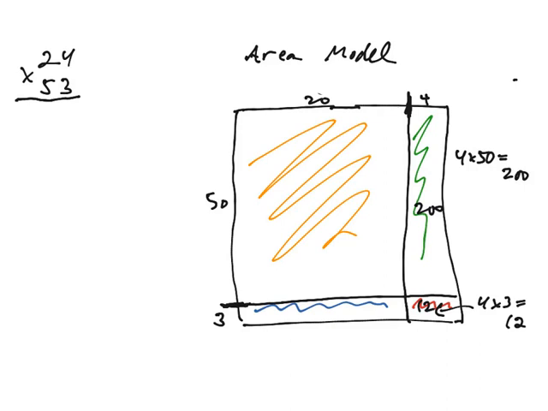This blue rectangle is 3 by 20. So it's going to be 60. And this big yellow rectangle is 50 times 20, which is 1,000. And if I add those 4 things together, 1,000 plus 200 plus 60 plus 12, I get 1,272, which is the answer to 24 times 53.